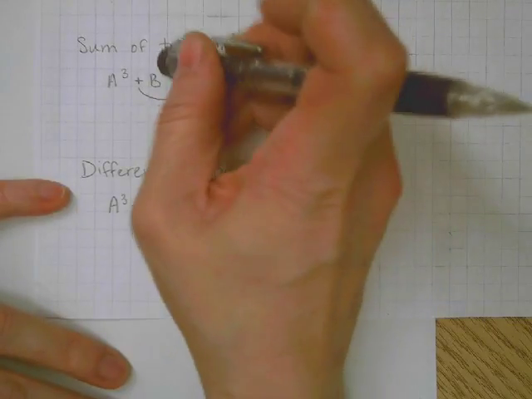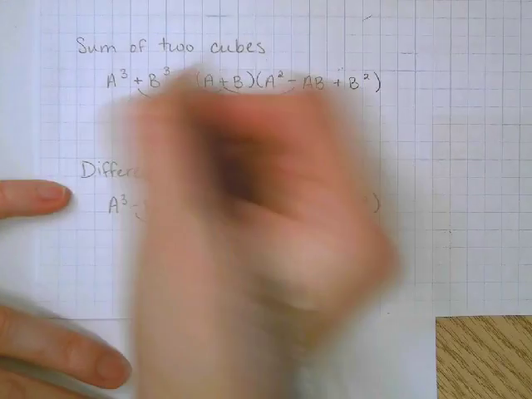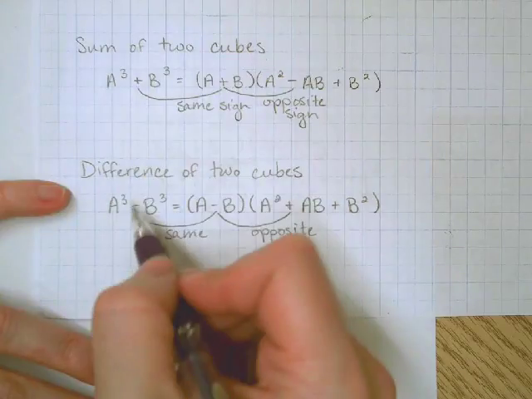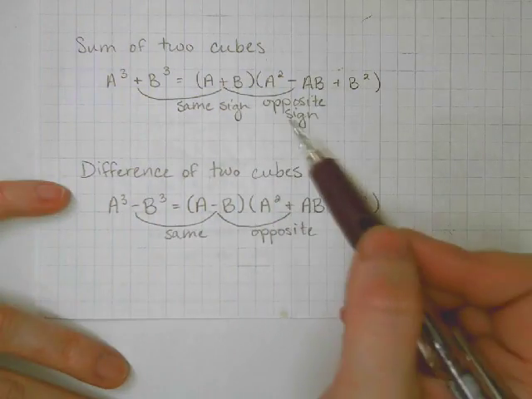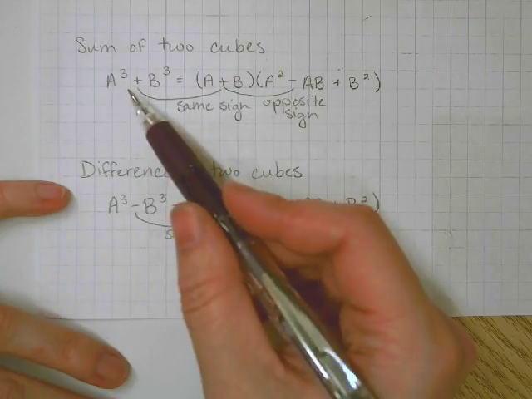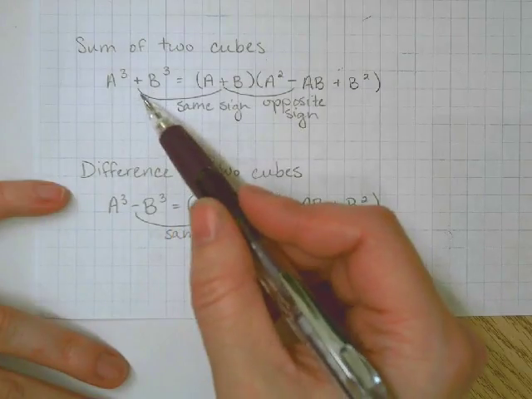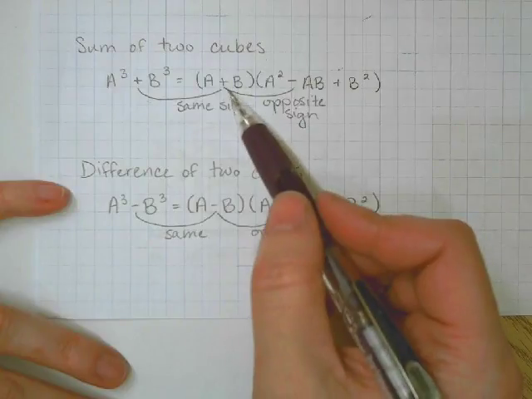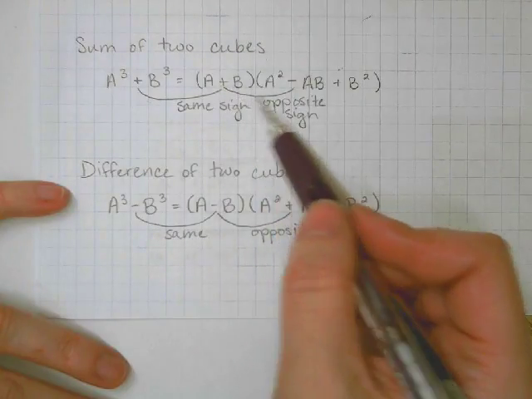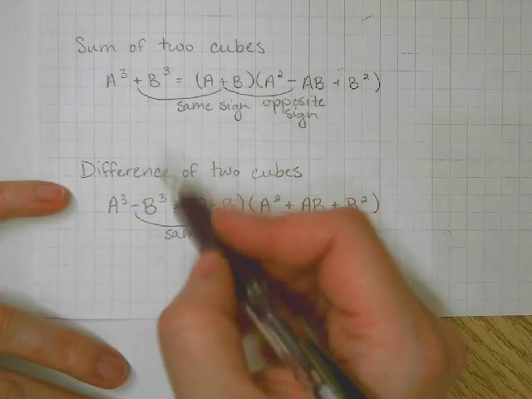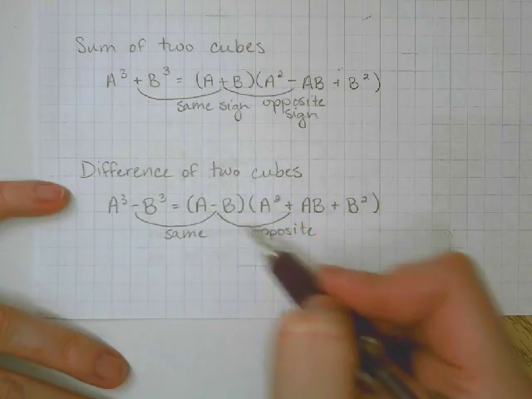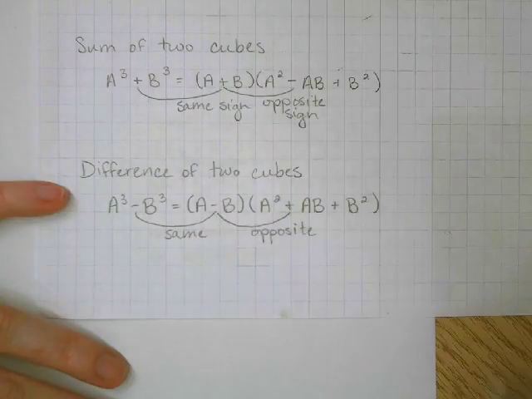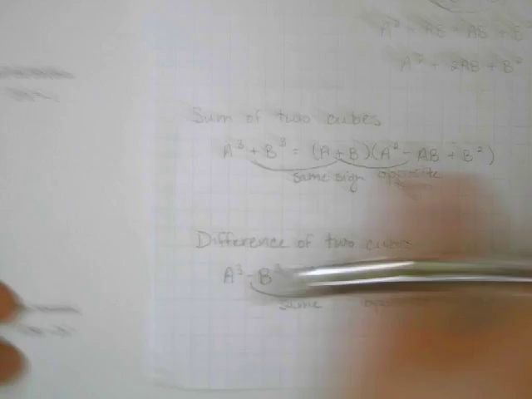That should be a third, not squared. If I have the sum of two cubes or the difference of two cubes, this pattern arises, and it's a tough pattern to see. If I have a plus, then my first one is a plus b, and then my second one is minus, so the opposite sign there. Same thing with the difference, same sign here, opposite sign here. Now you kind of have to see this one in action.